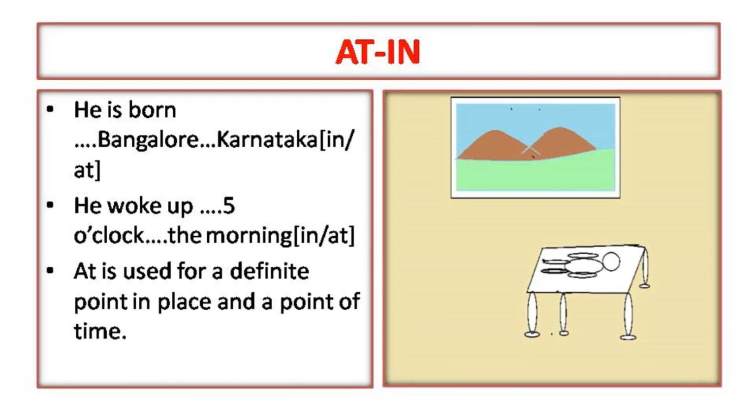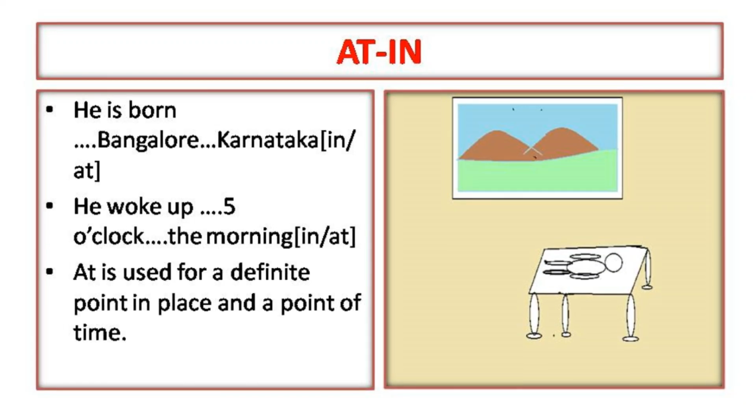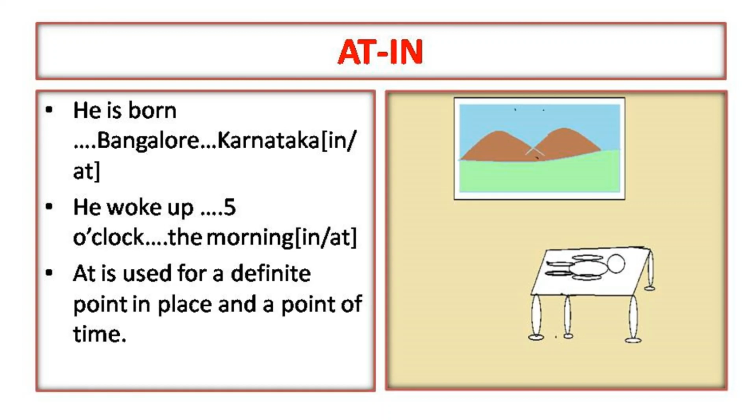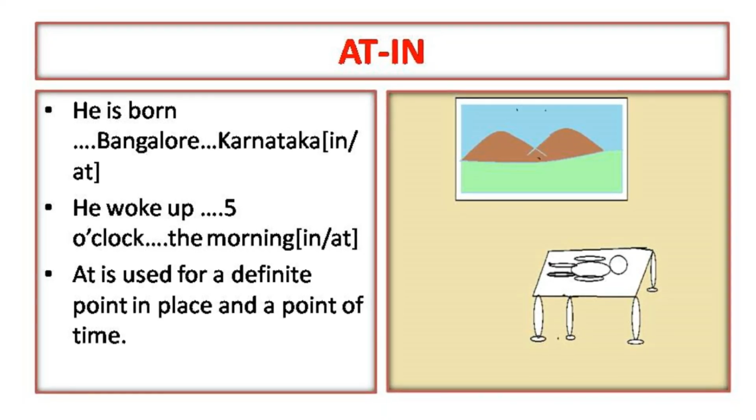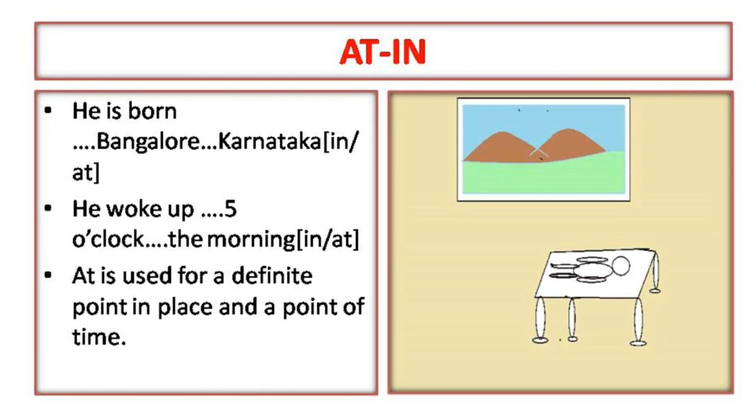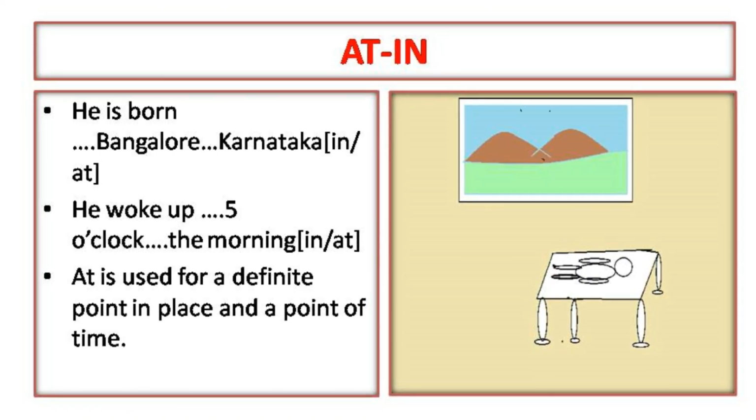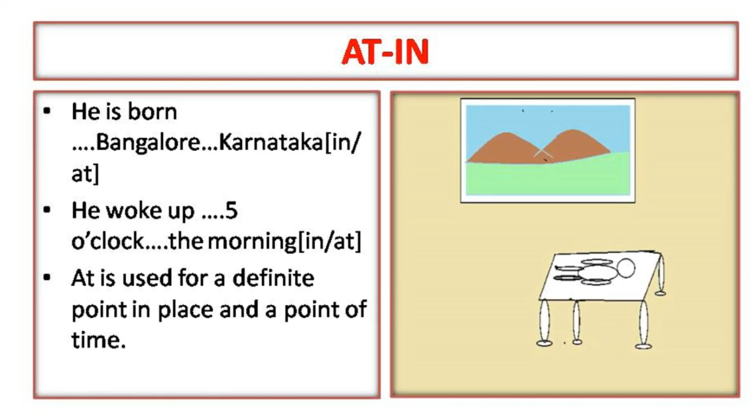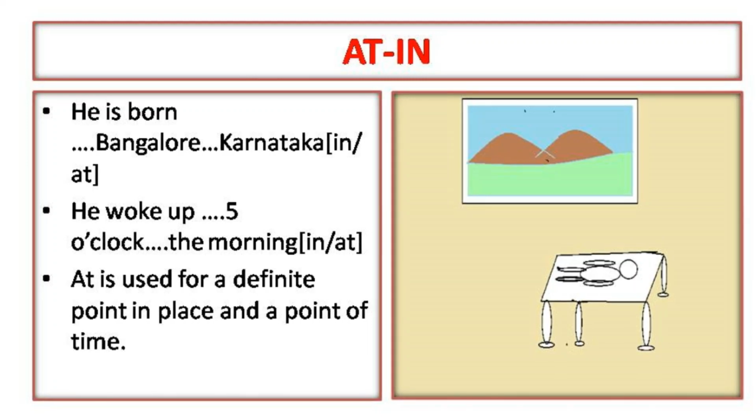At or in. He is born dash Bangalore dash Karnataka. In or at. He is born at Bangalore in Karnataka. He woke up dash at 5 o'clock dash the morning. In or at. He woke up at 5 o'clock in the morning. At is used for a definite point in place and a point of time.